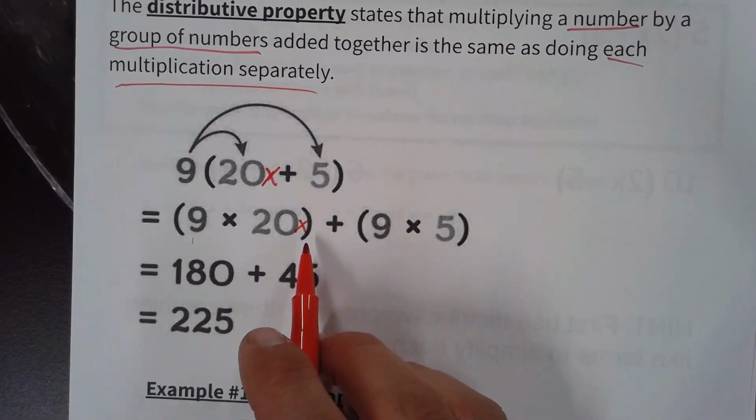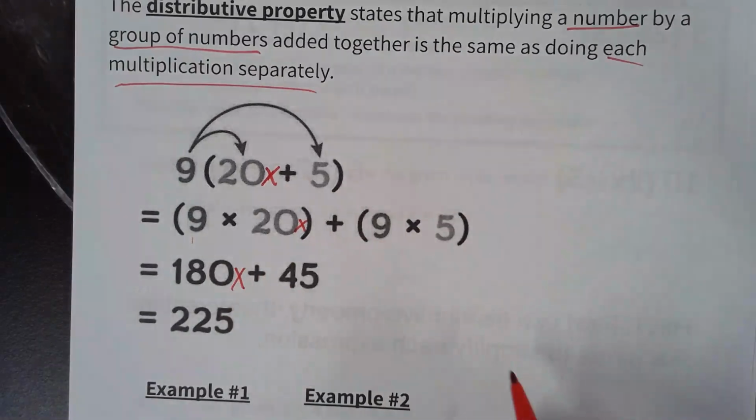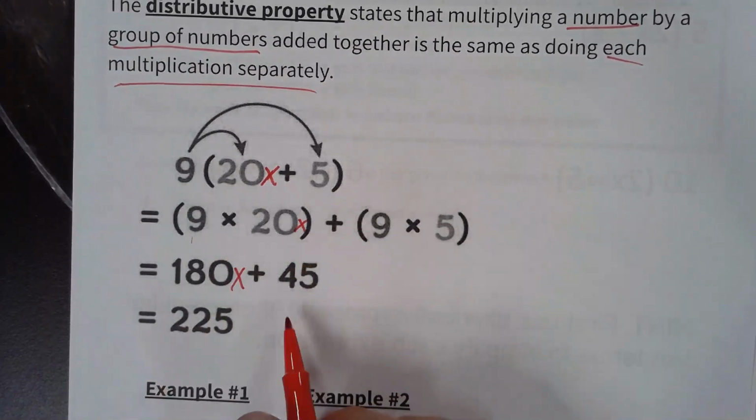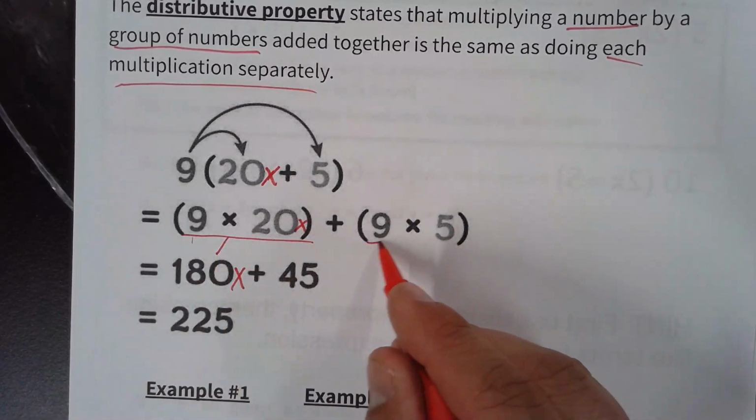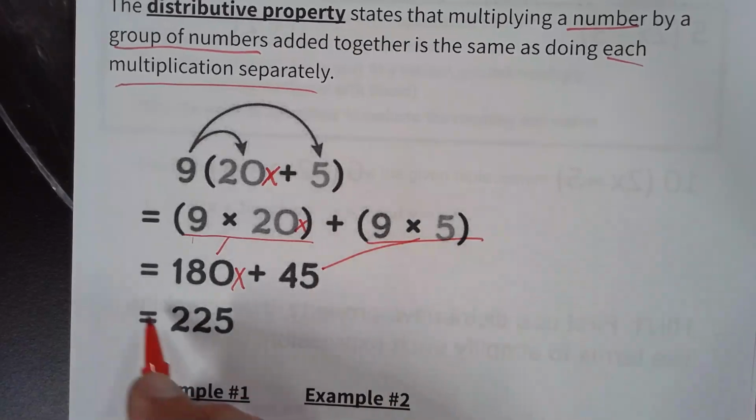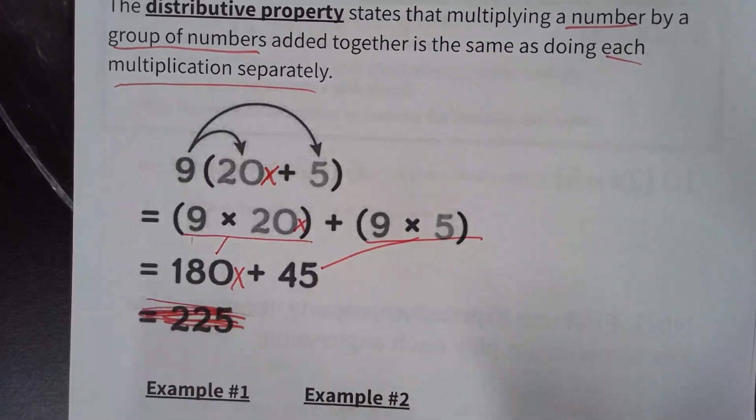9 times 20x would be 180x, plus 9 times 5 is 45. So here we go. This is right here. This is right there. I'm going to scratch this off real quick because it didn't apply.